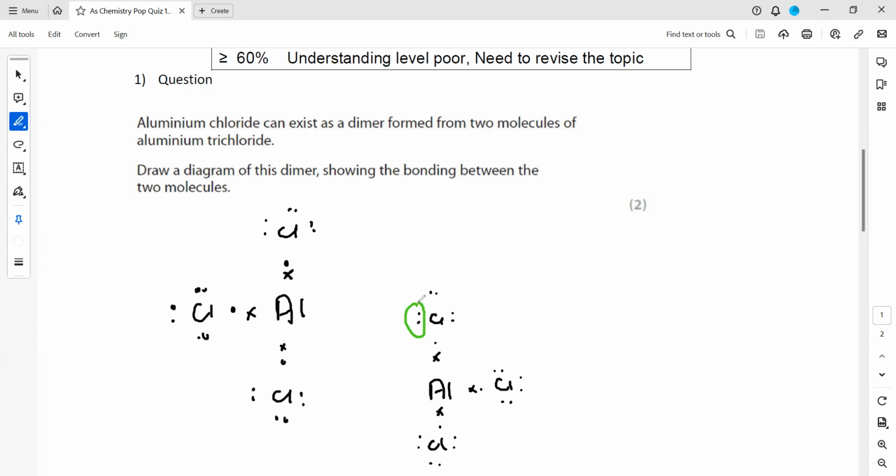Like one of the lone pairs is attracted towards aluminium and it will form a bond. And here also one of the lone pairs on chlorine is attracted towards aluminium and it will form a bond. So three of them are normal covalent bonds between chlorine and aluminium, and one of the bonds is between the chlorine of another molecule and aluminium. The lone pair on the chlorine is attracted towards the aluminium, and this attraction leads to a dative bonding.